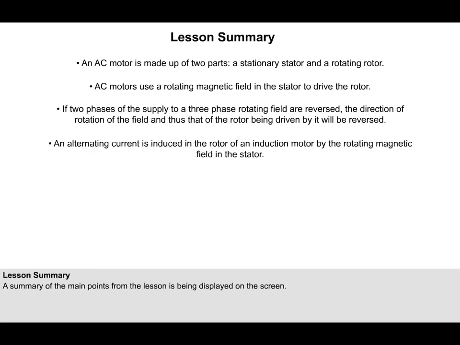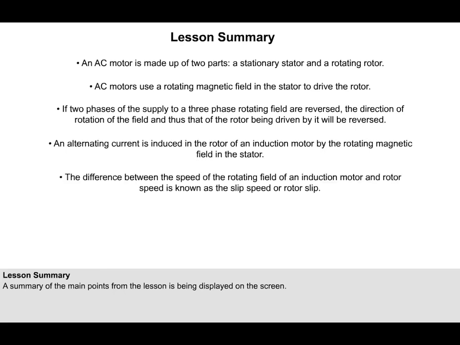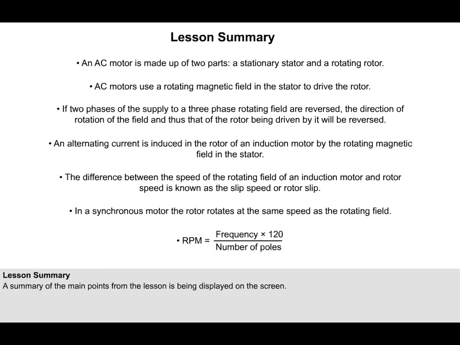An alternating current is induced in the rotor of an induction motor by the rotating magnetic field in the stator. The difference between the speed of the rotating field of an induction motor and the speed of the rotor is known as the slip speed or rotor slip. In a synchronous motor, the rotor rotates at the same speed as the rotating field. Here is the formula for calculating the speed of rotation of a synchronous motor.